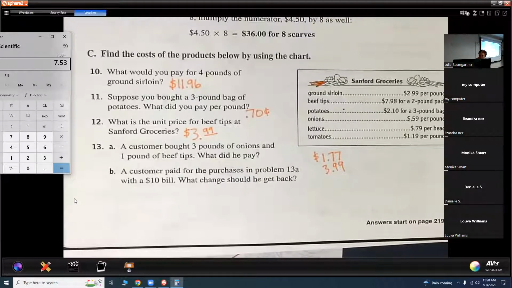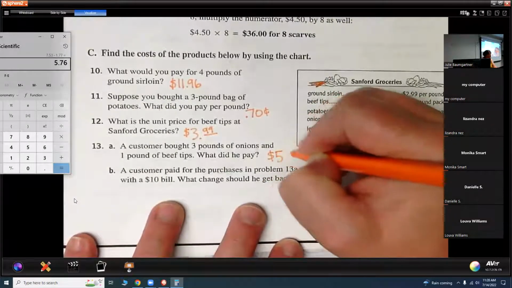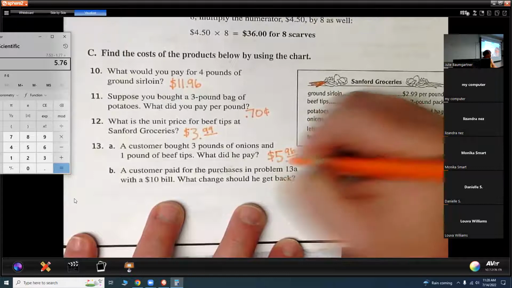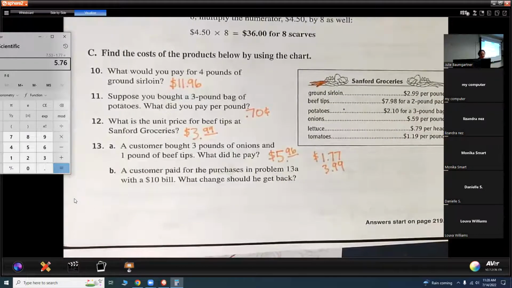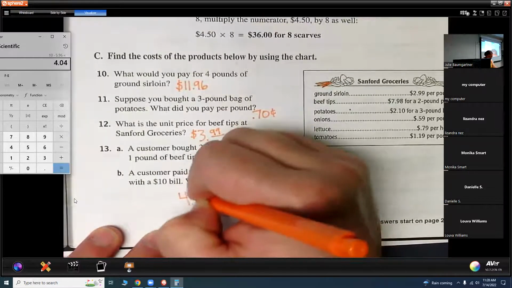Oopsie. Oh, we're getting $5.76. And then part B is kind of silly, but hopefully everyone felt good about that. So then we just take our $10 and should get $4.04 back in change.